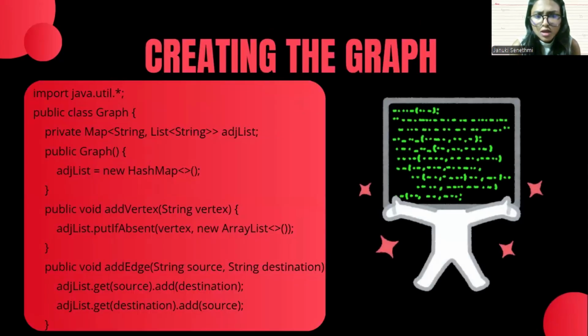Now let's see how we can implement an adjacency list in Java. We use a hash map where the key represents a vertex and the value represents a list of neighboring vertices. The constructor initializes the adjacency list. The addVertex method creates a new vertex, and the addEdge method creates a connection between two vertices. Because this is an undirected graph, we add each vertex to the other's neighbors list. This ensures the connection works both ways.